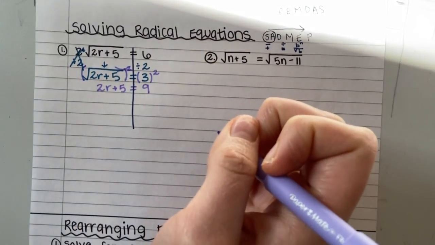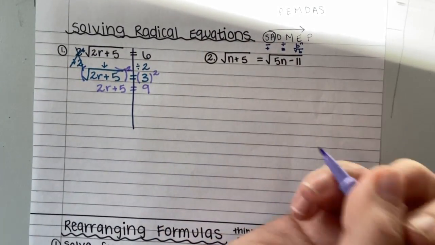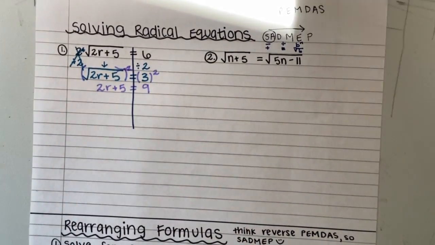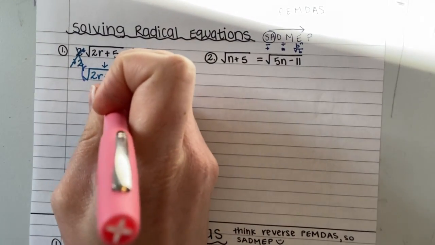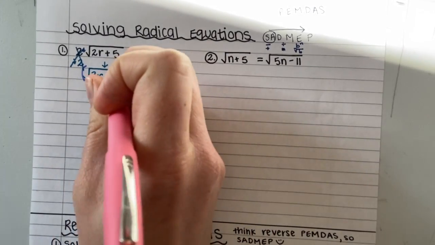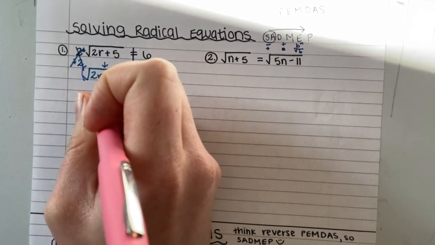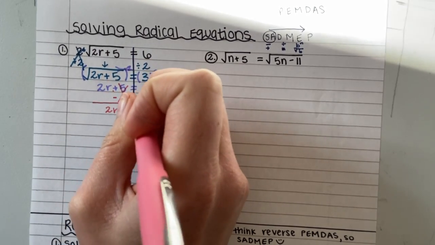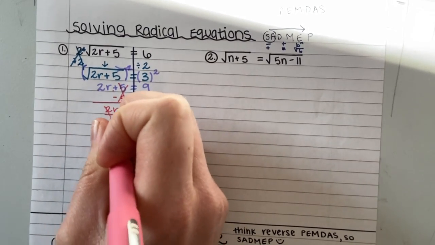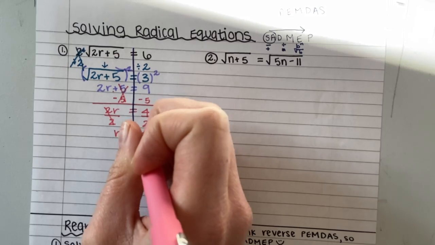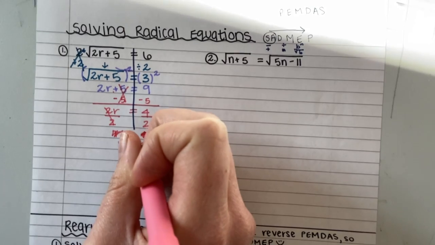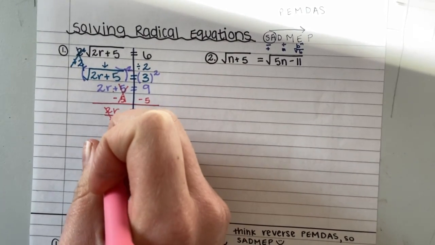And now I am down to a regular looking 2-step equation. I know that I need to draw my line, which has already been done. I'm going to subtract 5 from both sides. Those plus 5 and minus 5 cancel out. I'm left with 2r equals 4. I'm going to divide both sides by 2, and I get r equals 2, because 4 divided by 2 is 2.